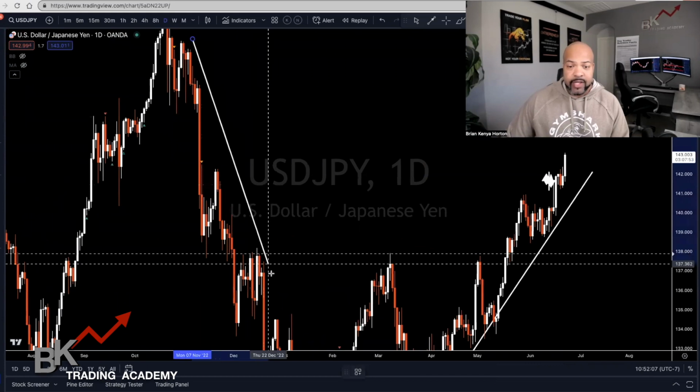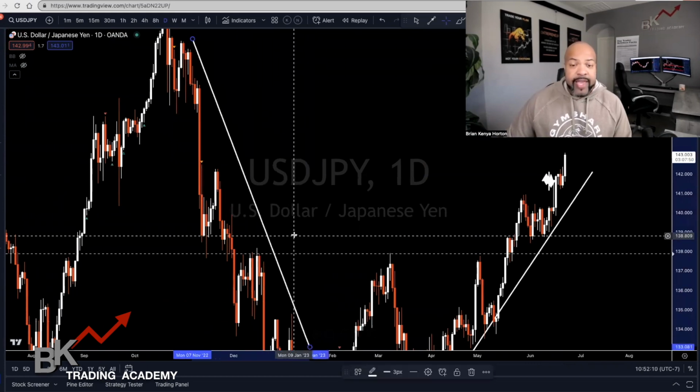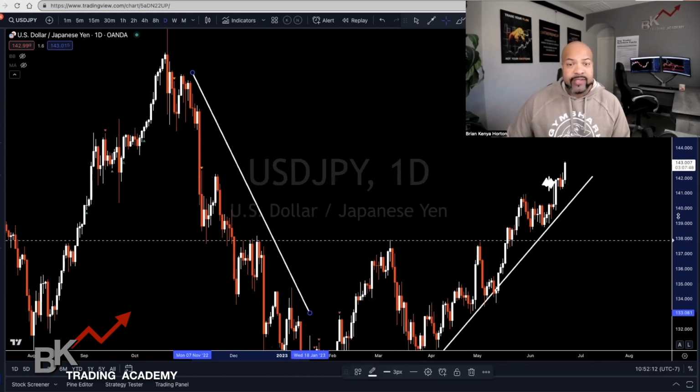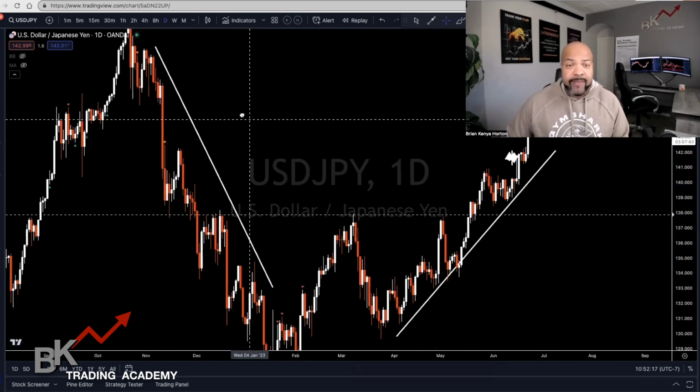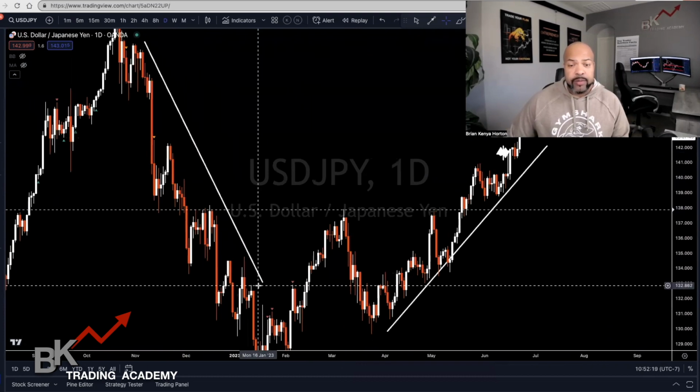This decline is because there was some news with the yen saying that they were interested in pulling down their interest rates. They're interested in increasing their interest rates. They're interested in some talks and things like that. And because of that, there was a strong push to the downside.